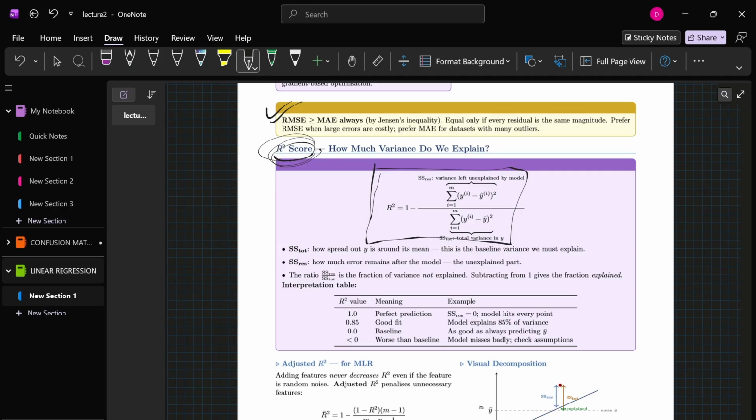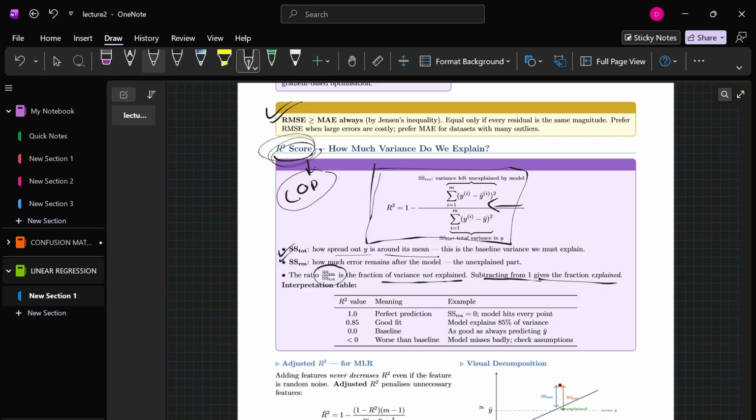Section 7 contains a very important parameter, that is the R square score. It's very important to know what this is called. It is called the coefficient of determination. Here's the formula written for this. Let me explain what it is. SS total, the bottom part, the denominator, is the total sum of squares, and the upper part is the residual sum of squares. The ratio of both of these tells us the fraction of variance your model failed to explain.